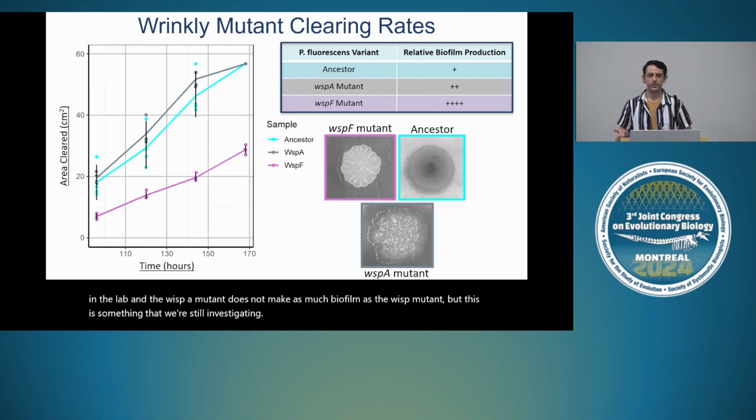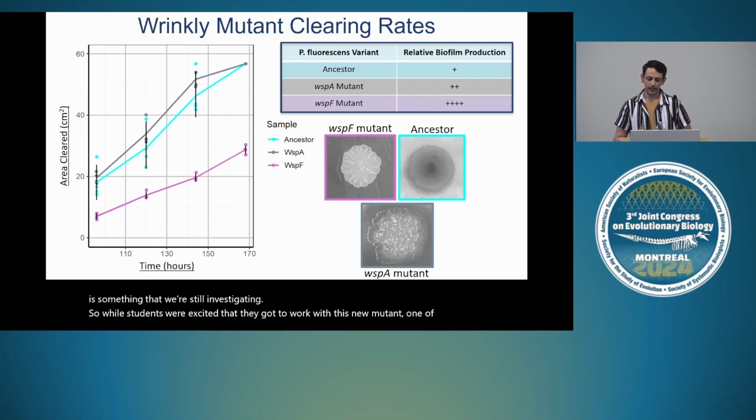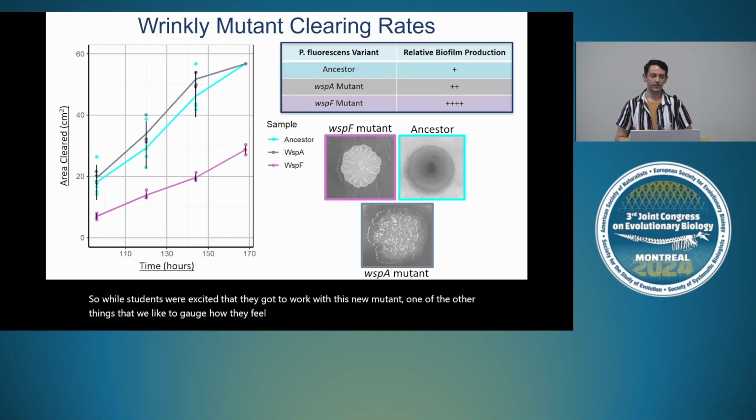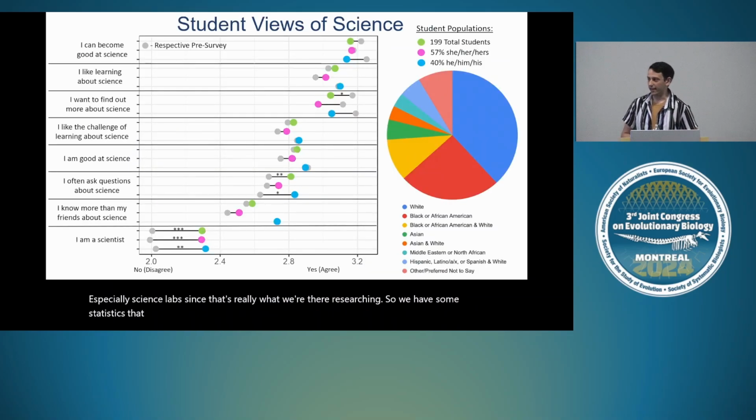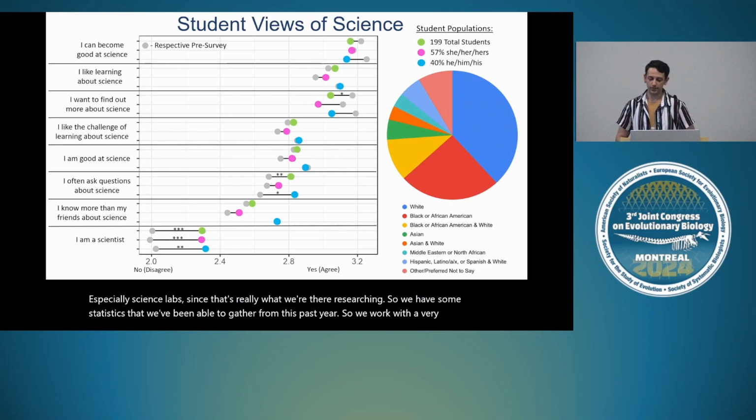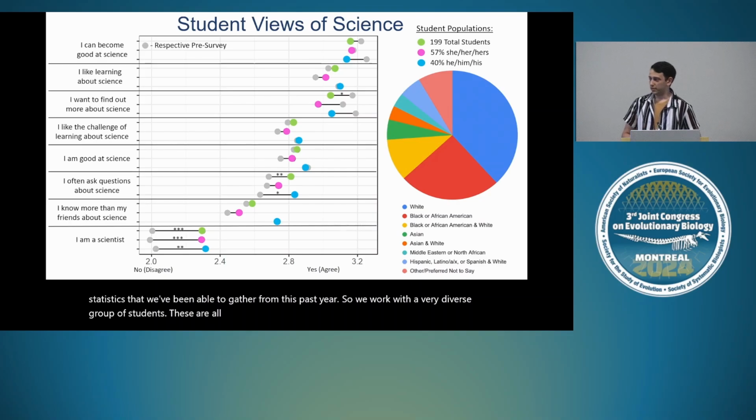So while students were excited that they got to work with this new mutant, one of the other things that we like to gauge is how they feel about their experience with science in general, especially science labs, since that's really what we're there researching. So we have some statistics that we've been able to gather from this past year. So we work with a very diverse group of students. These are all from Pittsburgh public schools that we worked with.